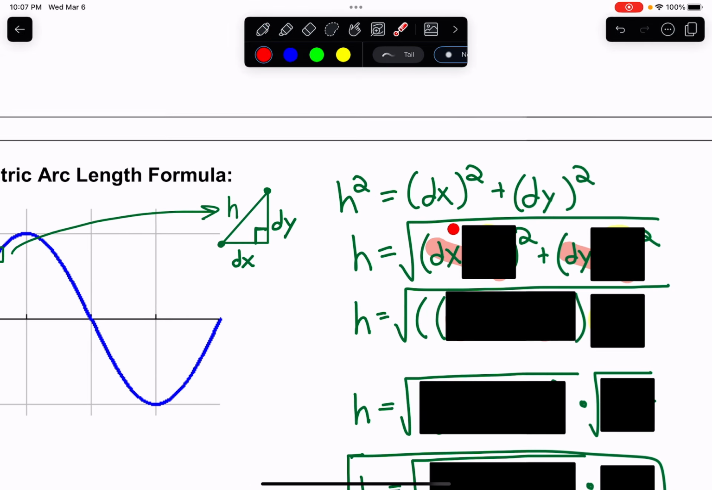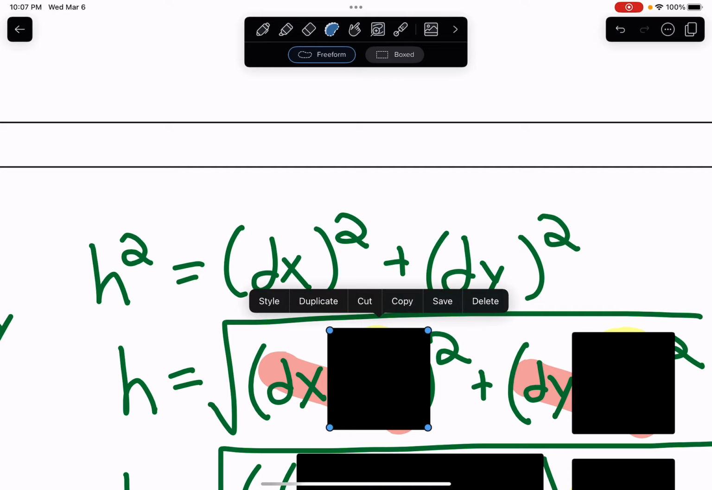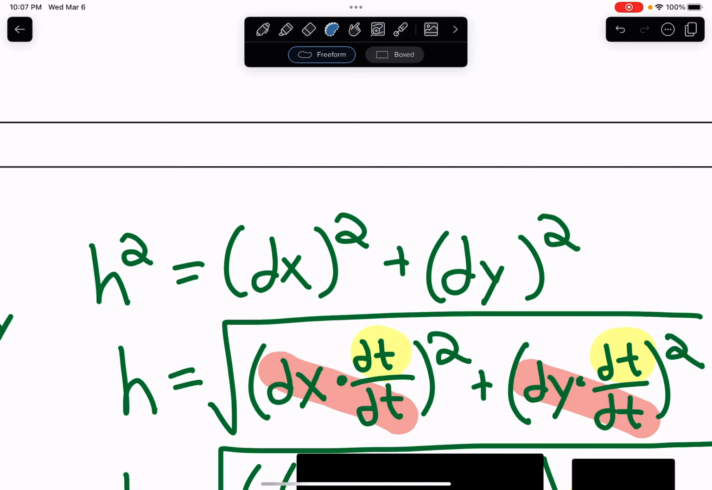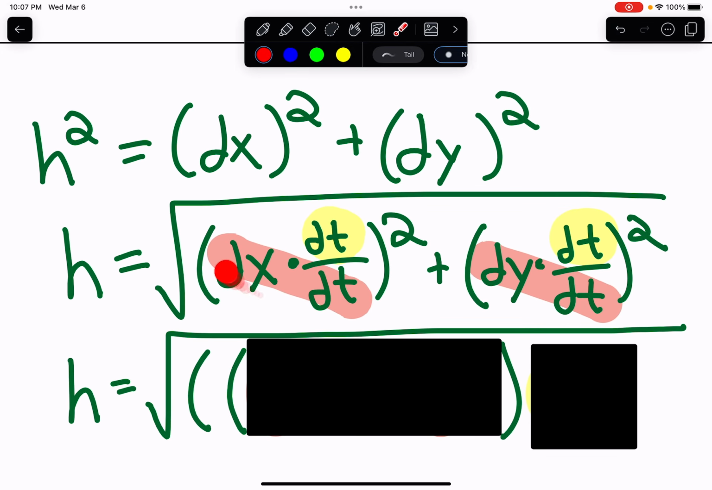And so my setup here to start with is the same. It is the Pythagorean theorem. And then I can take the square root of both sides to get h by itself. Now, similarly to what we did when it was a function, I'm going to multiply both dx and dy. So this is one difference: in the previous one, we only multiplied the dy. I'm going to multiply them both by dt over dt, which is equivalent to 1, so I'm allowed to do that. Now I'm going to strategically group these terms here. So you can see I have some highlighting here. dx over dt, that's going to get squared.